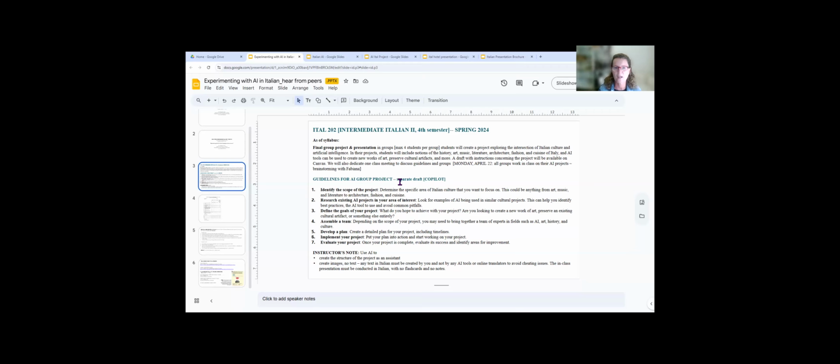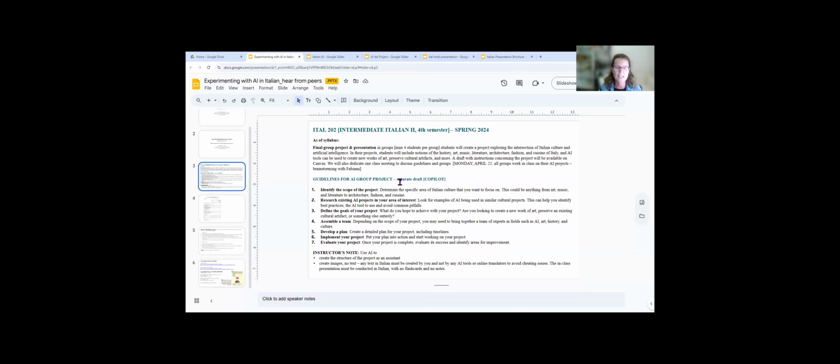This could be anything from art, music, and literature to architecture, fashion, and cuisine. And all of these interests are very compatible with the students that I have in my classes that come from architecture, from the performance and department, and let's say in general, architecture, fashion, and cuisine, it meets their interests.